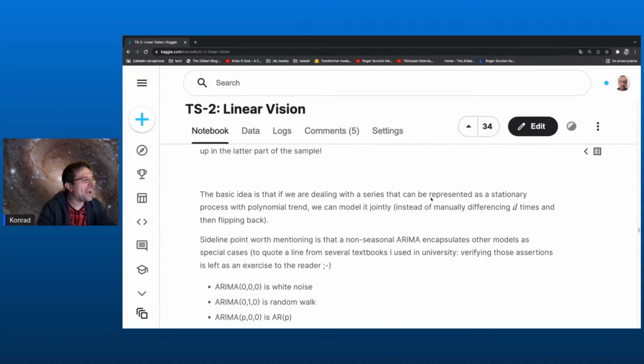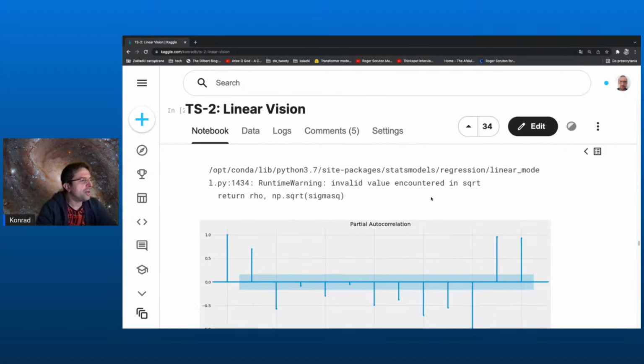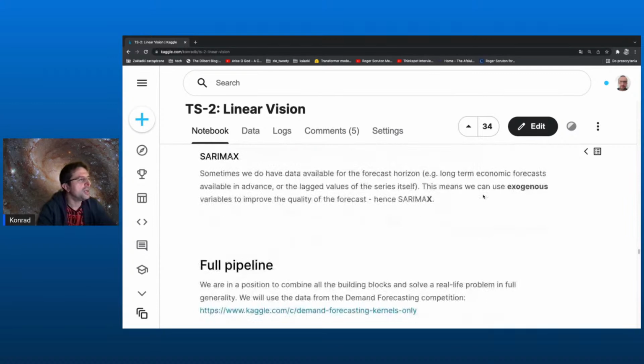Okay. Special cases, SARIMA. Let's quickly demonstrate what SARIMA can do. We proceed the same manner as before. We look at the seasonal decomposition. We get the autocorrelation, partial autocorrelation. Finally, SARIMAX.